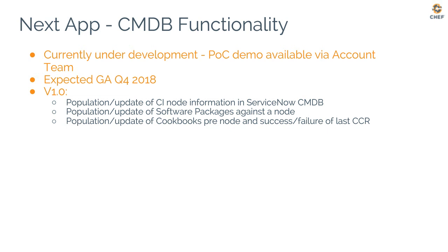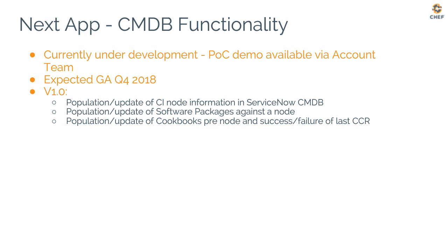So the next app we're currently working on, we're aiming to get this released in Q4 this year, is for CMDB synchronization functionality. This takes the configuration management information we hold and automate for every node in the estate and populates the CI records within ServiceNow on a regularly updated and configurable basis. The intention is that we populate installed software along with updated software package information into the CI records that are held in ServiceNow, and also any cookbooks that are in the run list for a particular node.